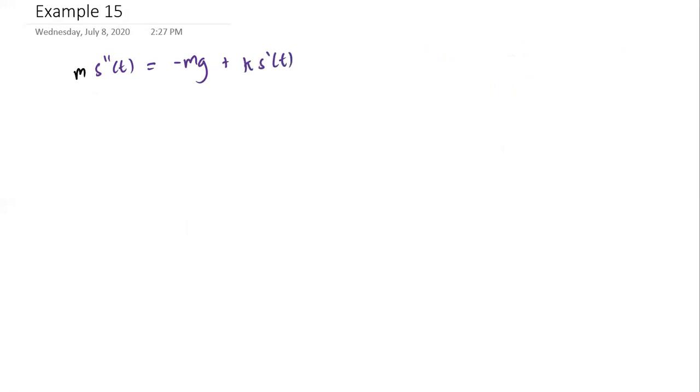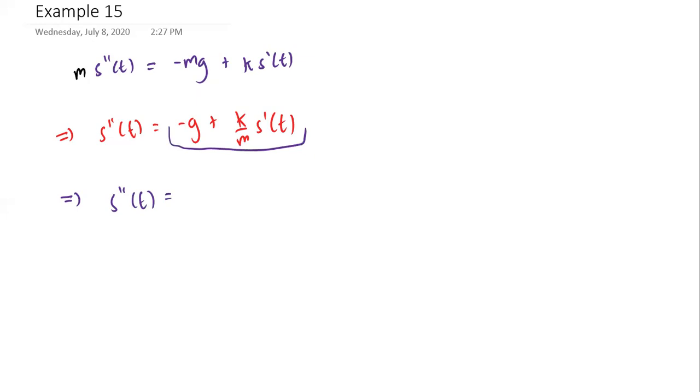One thing I can say is, notice that we can get it in the right form. If you divide everything by m, you get negative g plus k over m s prime of t. And if you want to write this more generally, this is where this other notation is useful. You can write just s double prime of t. If you're not interested in specifically what this is, you can just write s double prime of t equals some expression involving the input, the function, and this first derivative.